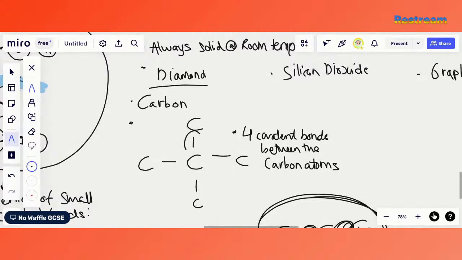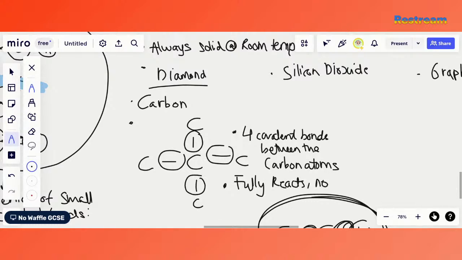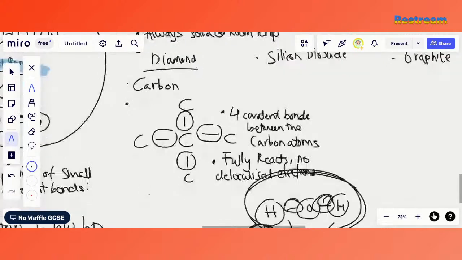Because there are 4 covalent bonds and carbon has 4 electrons that they need to share, this means that it fully reacts, and therefore there are no delocalized electrons. There are no spare electrons because they're all being used for bonds, and therefore no electricity can be conducted. And this is the strongest structure on Earth.